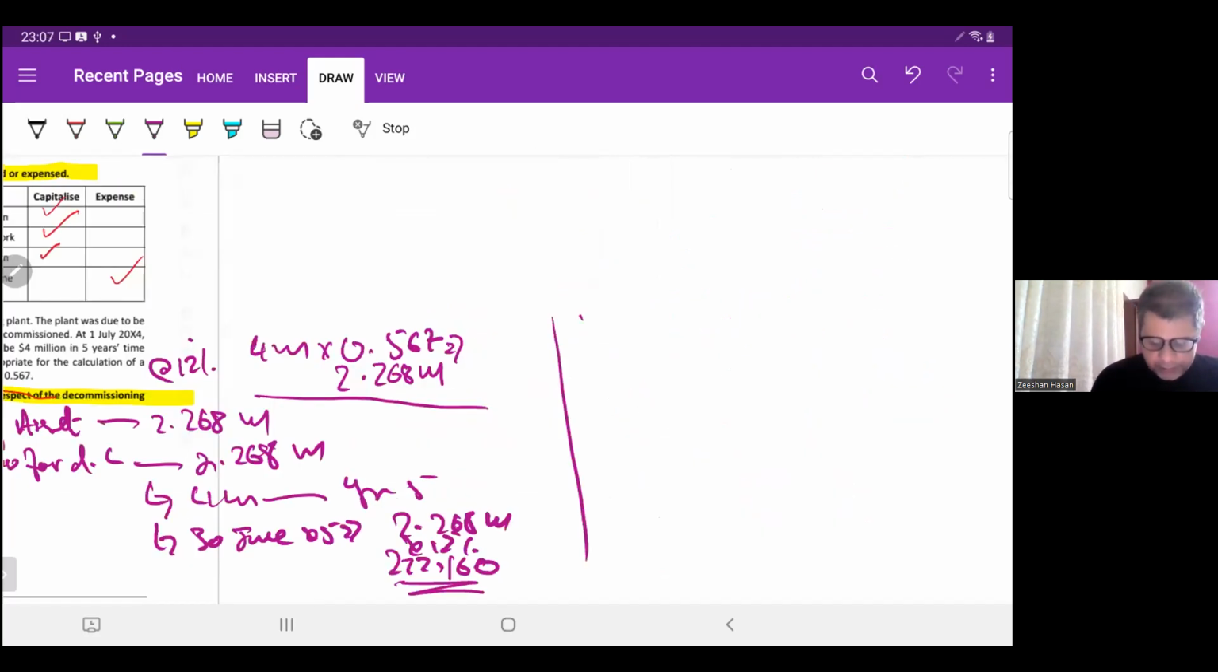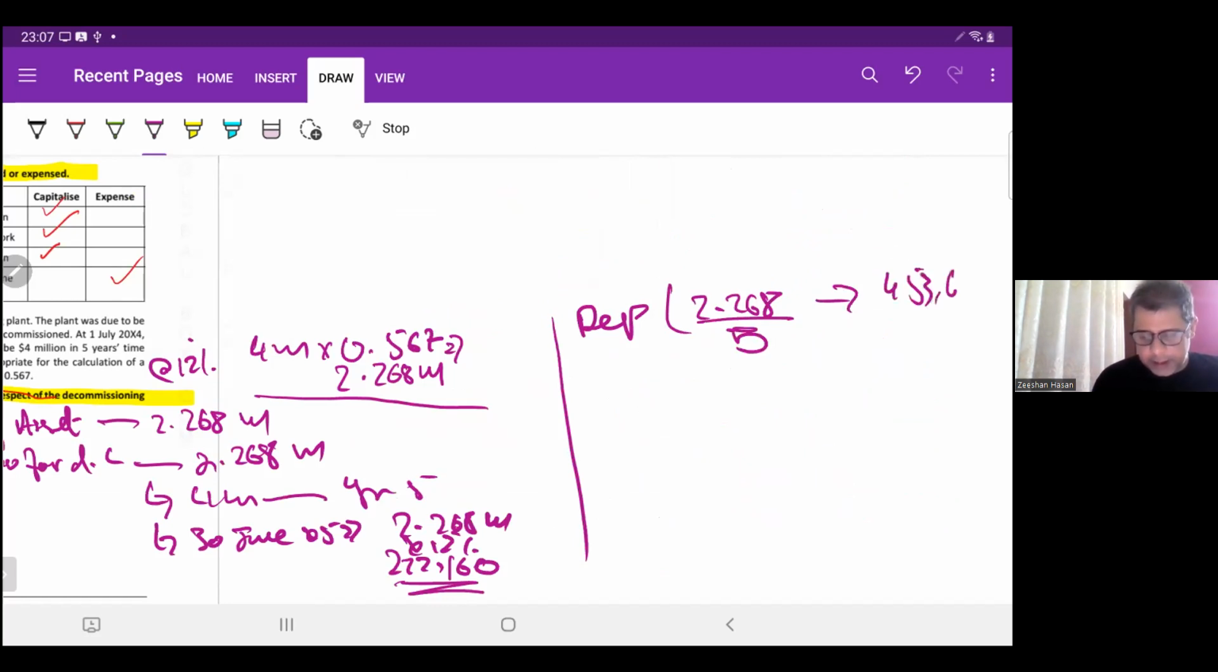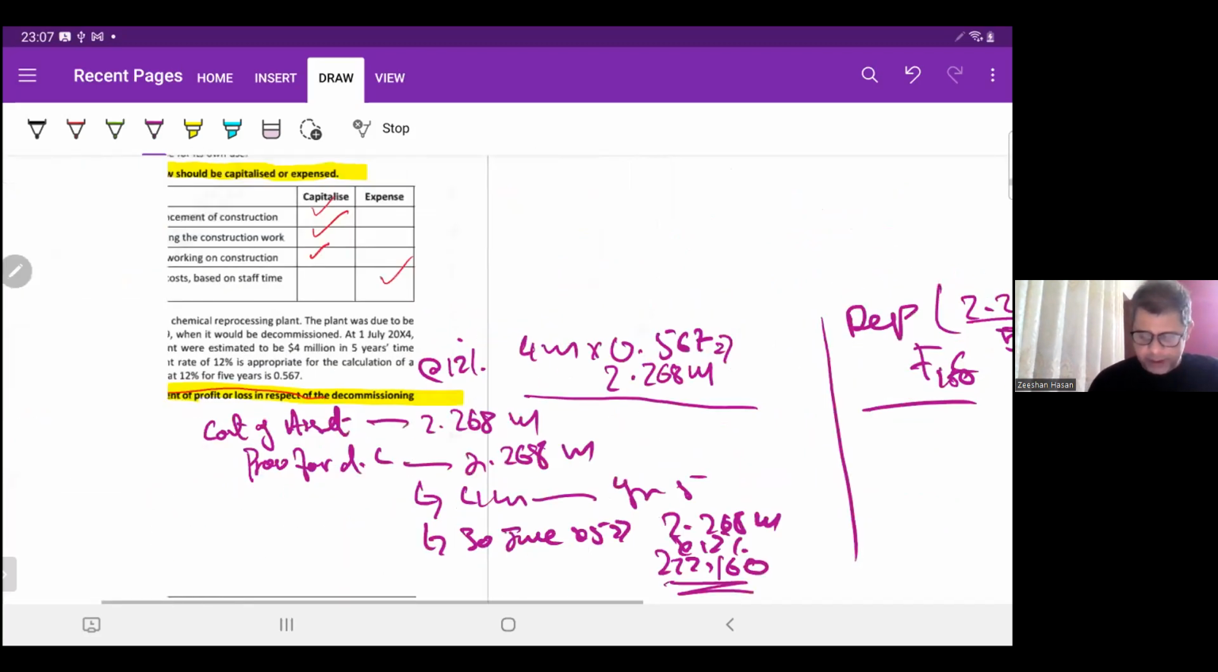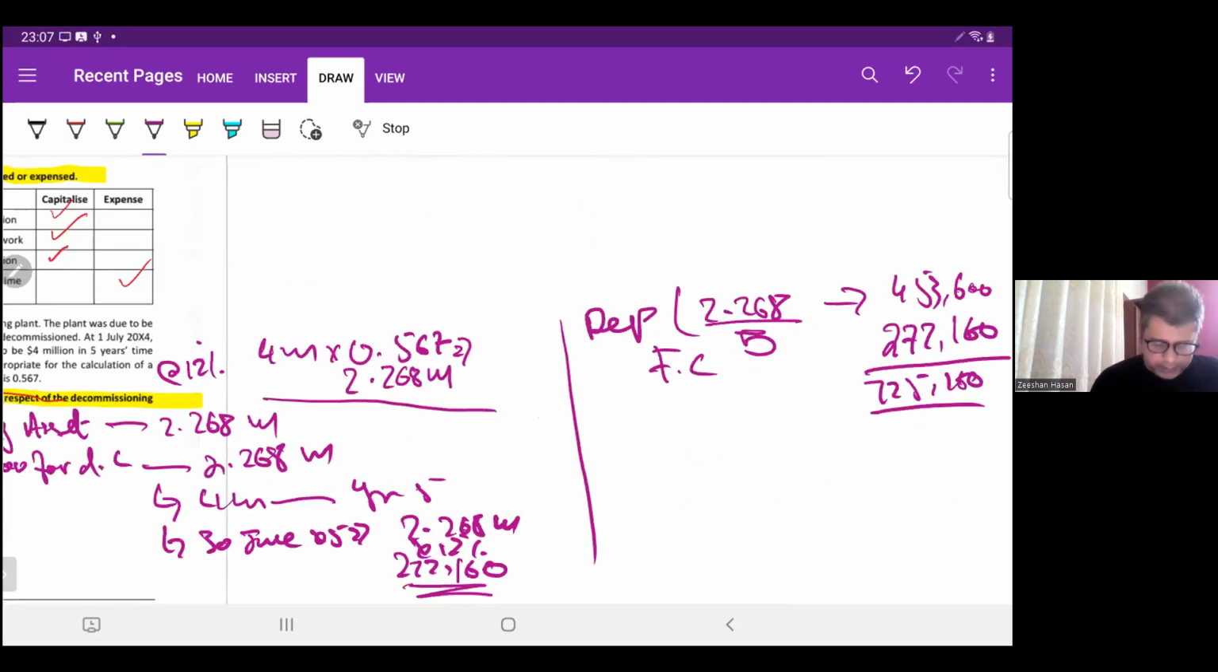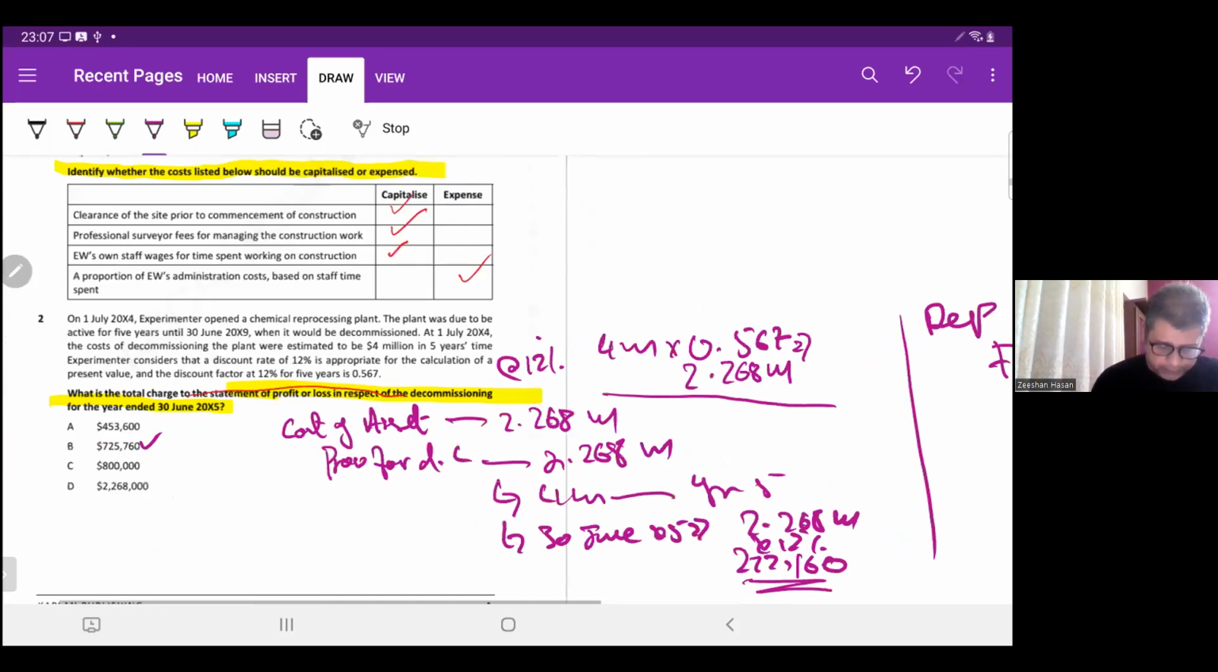One is depreciation: 2.268 million divided by 5 years, so that's 453,600. And the finance charge is 272,160. The total charged to the profit or loss is 725,760. Yes, 760, right? So next question.